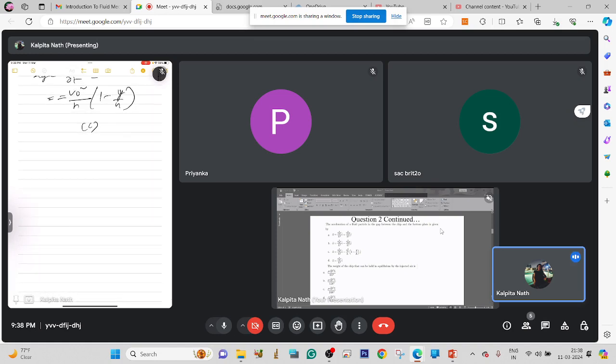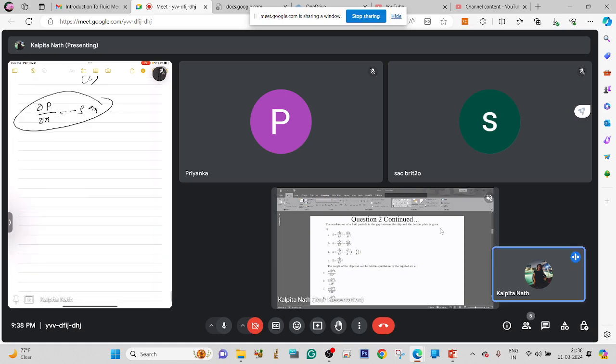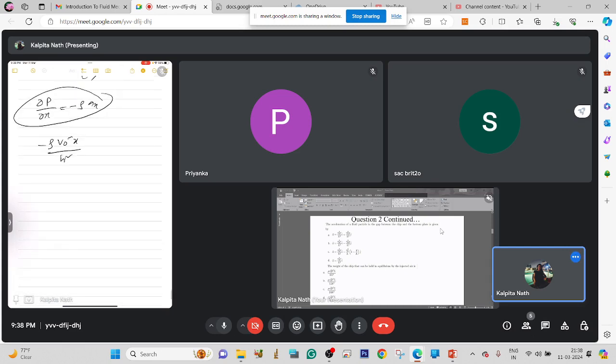So next is the weight of the plate. So we'll obviously find out the pressure gradient, as we have already done in the classes. If we find out the pressure gradient, that will come out to be minus rho v naught square x upon h square. So we will integrate from 0 to b by 2. First we integrate, so we'll get pressure is equal to rho v naught square x square by 2 h square plus c.